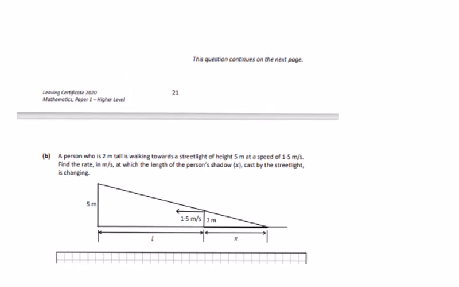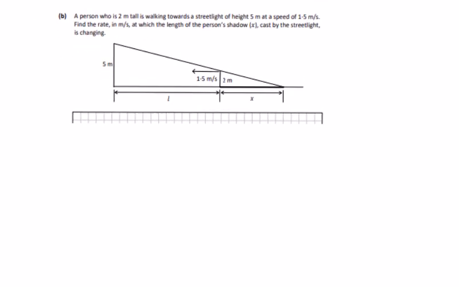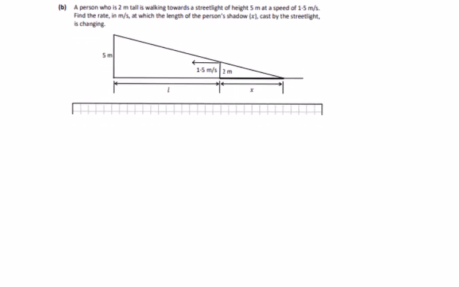And then on to the last part of this question. Part B: a person who is 2 meters tall and is walking towards a street light of height 5 meters at a speed of 1.5 meters per second. Find the rate of change at which the length of the person's shadow, x, cast by the street light is changing. So, rate of change question.